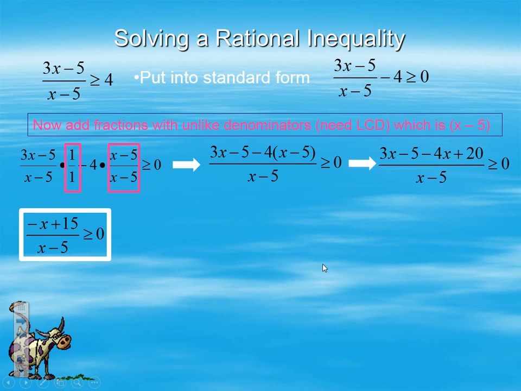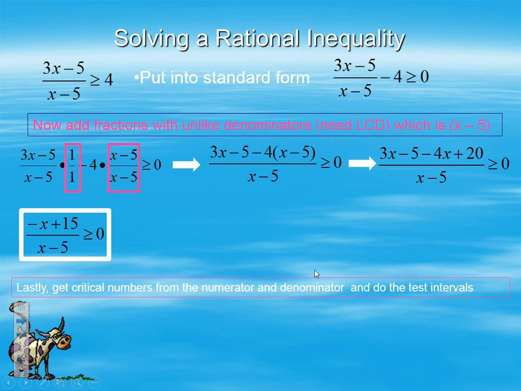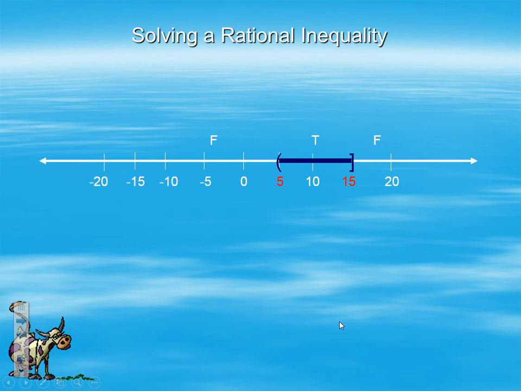So we've added the fraction, and we have (-x plus 15) over (x minus 5) is greater than or equal to 0. Now, what we need to do is get our critical numbers by using the numerator and the denominator. So we will set both the numerator and the denominator equal to 0 and solve. So our critical numbers are 15 and 5.